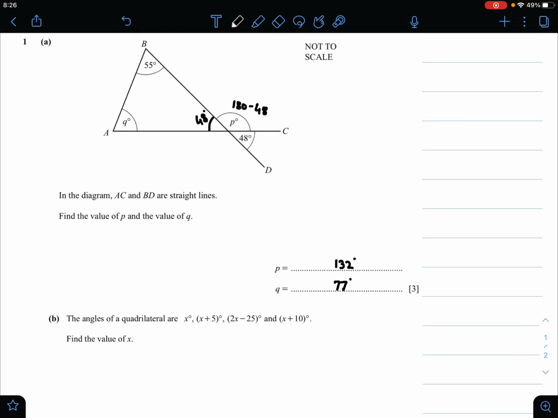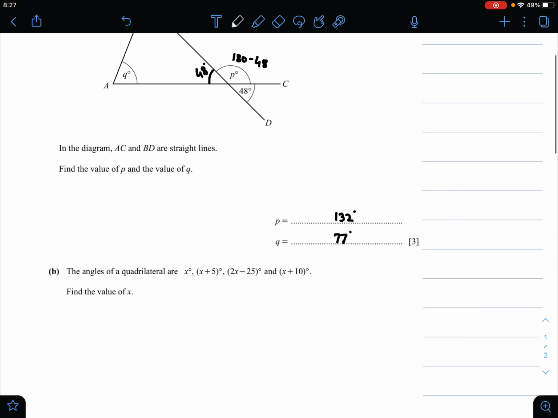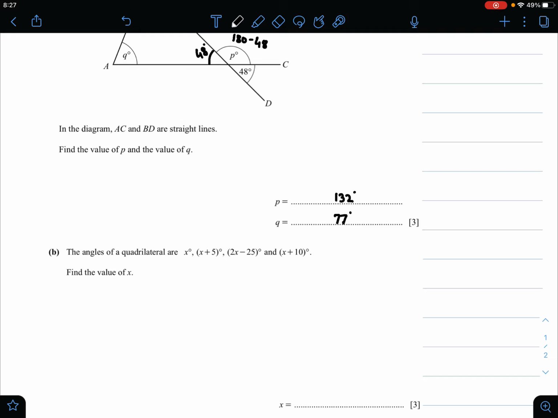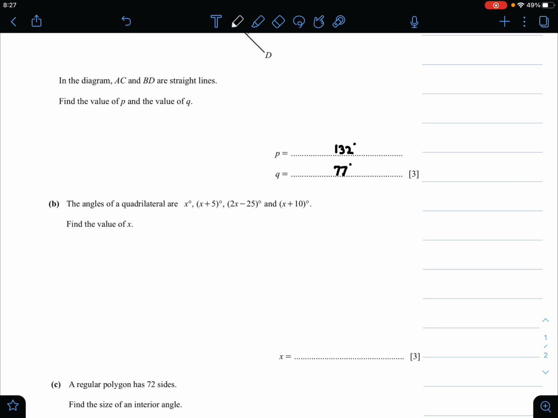Now let's move to part B, where they are asking us to find the value of x, and they are telling us the angles of a quadrilateral are the following. Now, we know that angles in a quadrilateral add up to 360. So we can just add all four angles and equate it to 360.